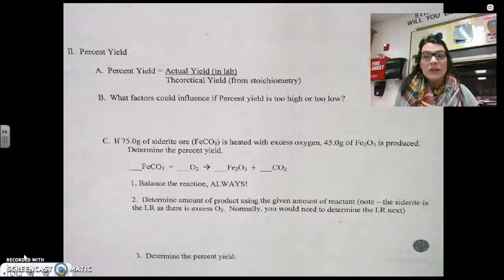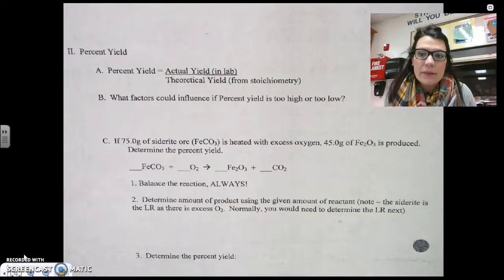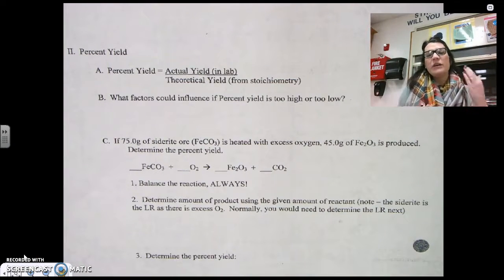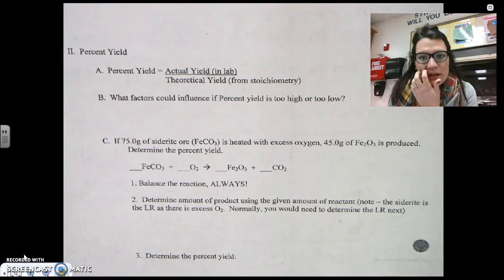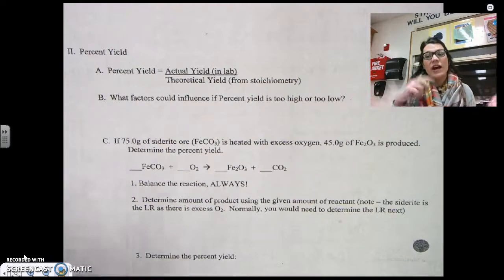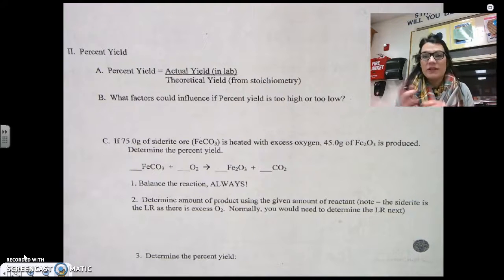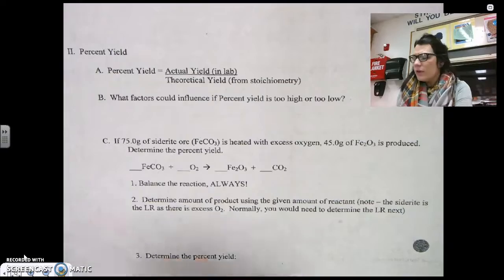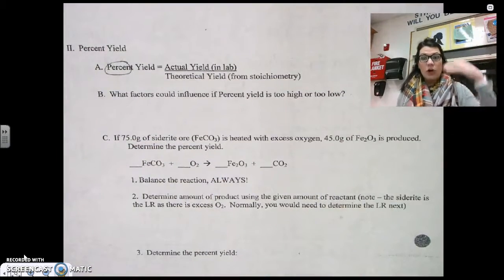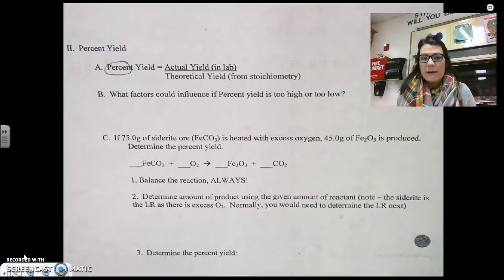Okay, percent yield is going to be the last topic that we're going to talk about in our stoichiometry unit. Percent yield should kind of be intuitive because you already know how to calculate percent error. And percent yield and percent error tend to be opposites of each other. So if you think about what a percentage is, a percent is a part over a whole.